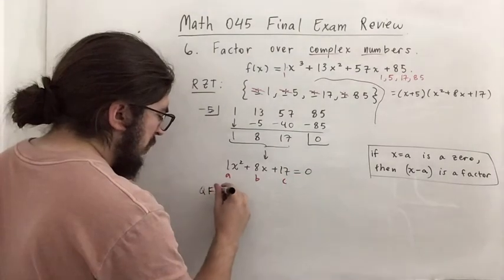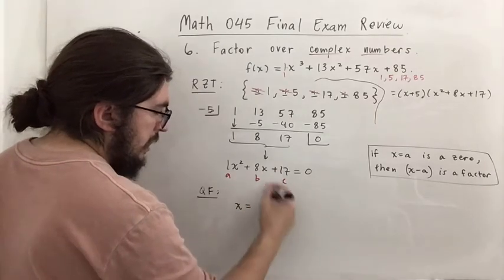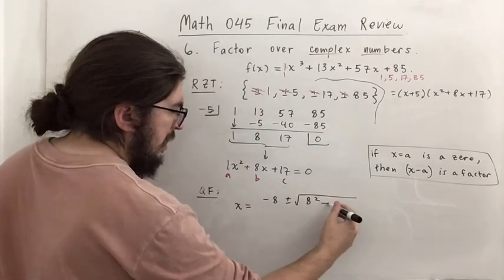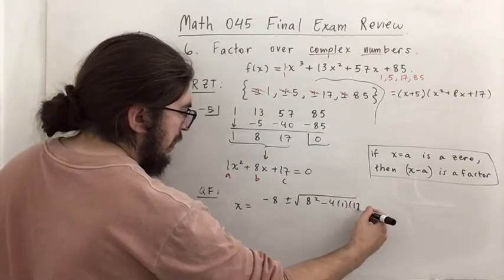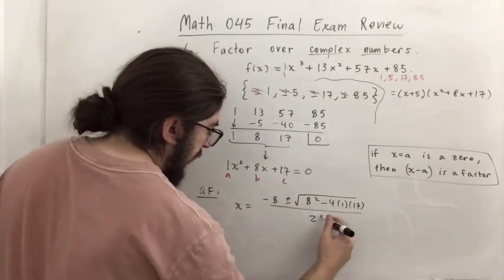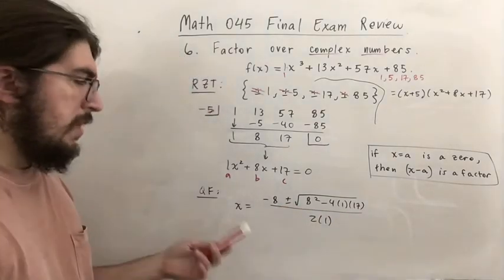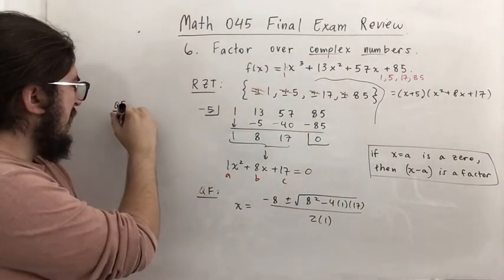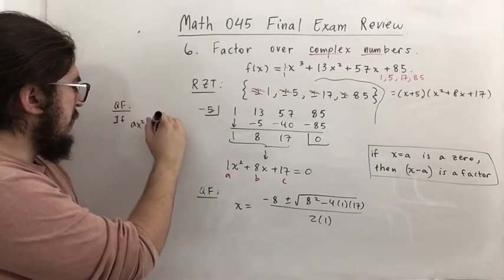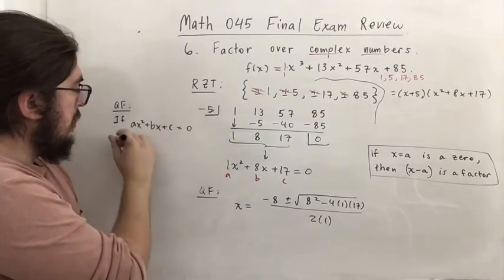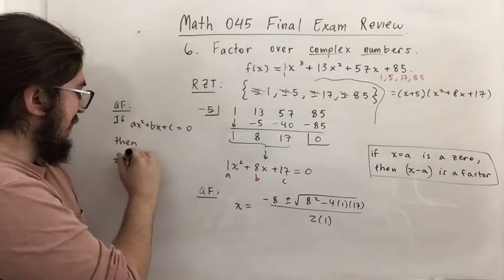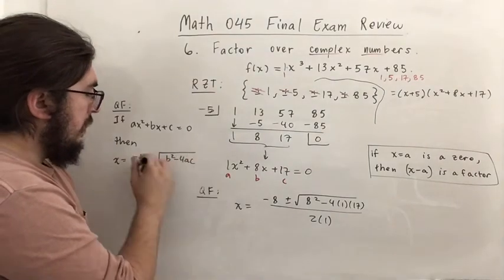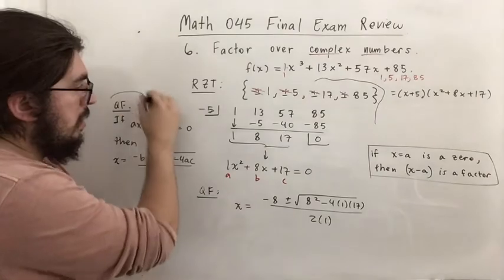So from quadratic formula, x is equal to negative b, which is negative 8, plus or minus the square root of b squared, it's 8 squared, minus 4 times a times c, all over 2a. So you can review that if you want, but I'll write it here actually. So quadratic formula says, just to remind ourselves, if ax squared plus bx plus c is equal to 0, then x is equal to negative b plus or minus the square root of b squared minus 4ac, all divided by 2a. Perfect.